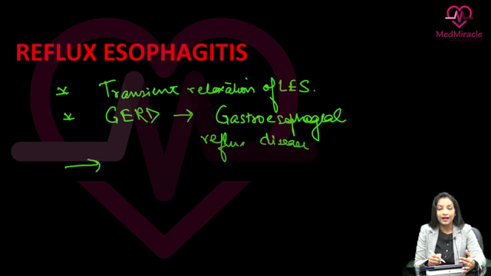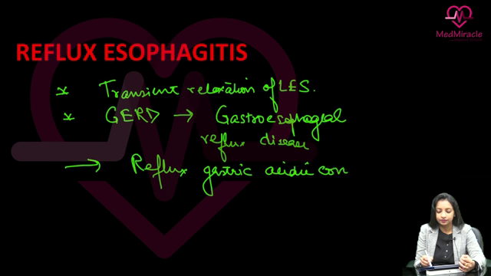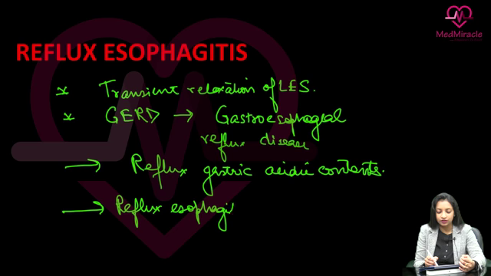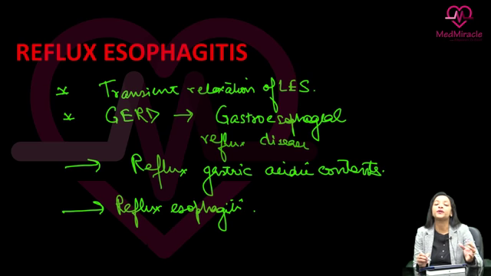So there is a backflow or reflux of the gastric acidic contents. And there is reflux esophagitis. Now this transient relaxation of the lower esophageal sphincter can occur because of decreased vagal tone, such as in alcohol, CNS depressants, in pregnancy. All these causes can lead to decrease in parasympathetic tone, and as a result there is relaxation of the lower esophageal sphincter.